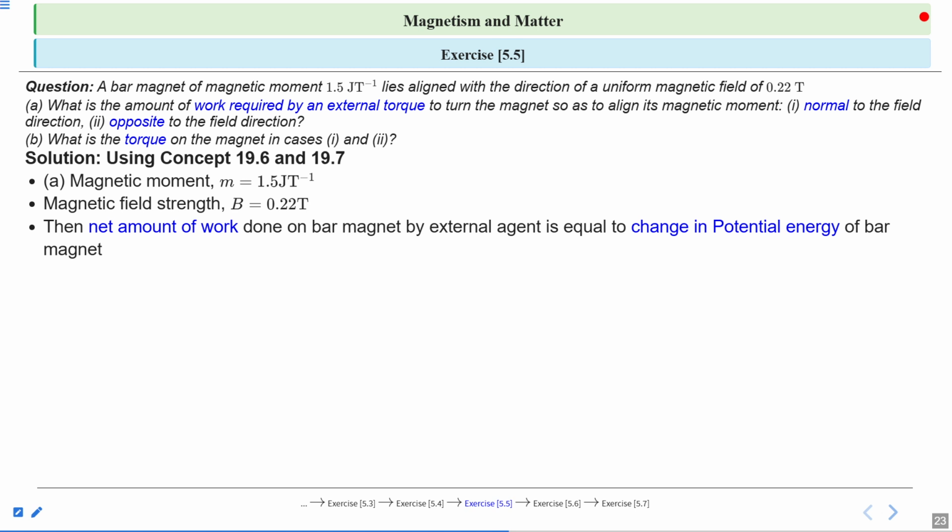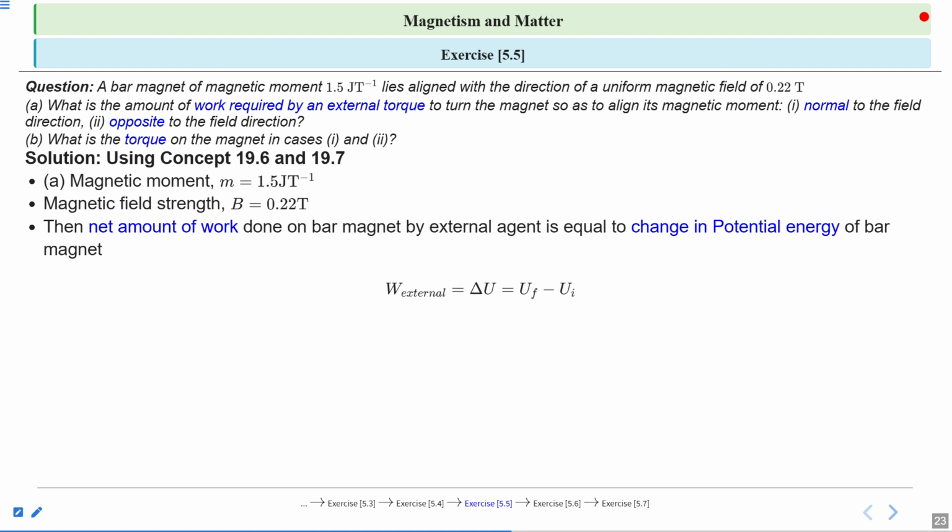So we are doing external work, or we are applying the external torque to rotate the magnet. So the amount of work done on the bar magnet by external agent, work external, is equal to the change in potential energy of the bar magnet. Okay, we are changing its potential energy. So work external will be the change in potential energy, final potential energy minus initial potential energy. These final and initial potential energies are with respect to a reference.